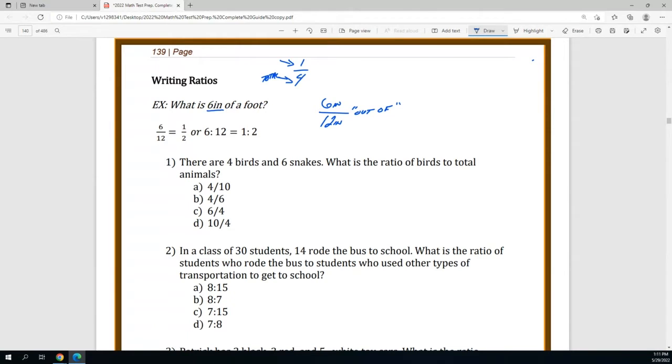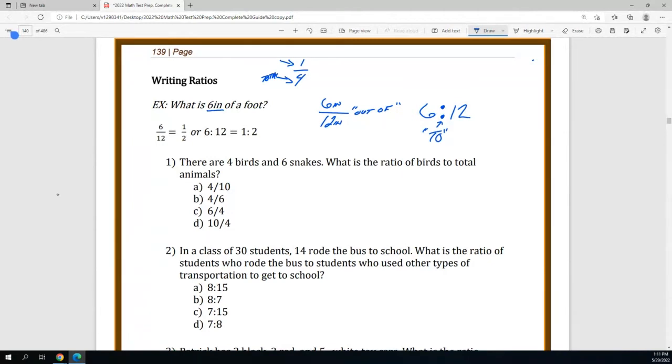Another way to write this is with another symbol. It's called a colon. It looks like two dots, like time. Time uses a colon. So 6 to 12. And what you say is the word "to." That's usually the word that is associated with that symbol.